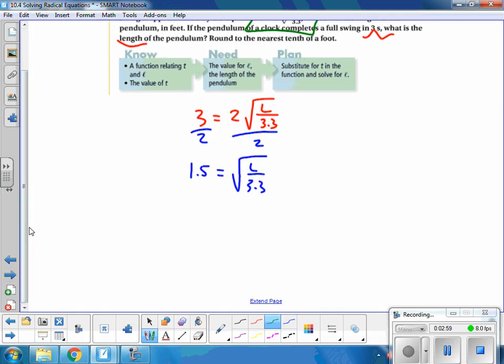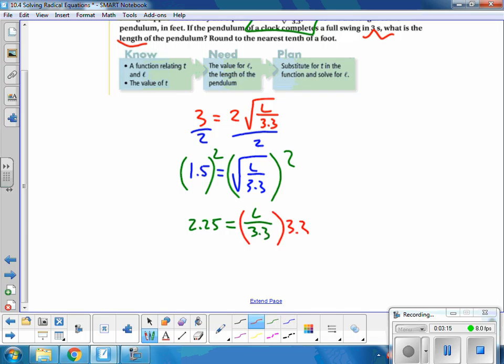The plot thickens here. In order to get rid of my square root, I'm going to square everything. 1.5 squared is 2.25 equals length over 3.3. Multiply everything by 3 3/10, and I end up with 7.425 equals my length. So my length is 7.425.